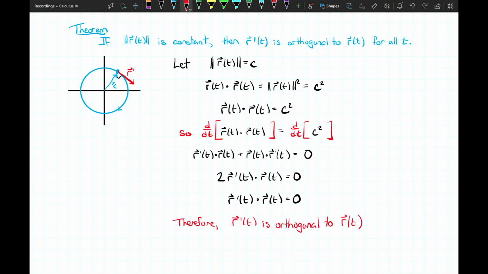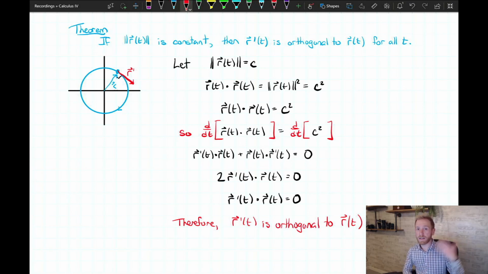Now we can actually also reverse this whole process, and at no point in this step should we not be able to reverse the process. And so if r prime is orthogonal to r, we can also say that the magnitude of r is constant. And this becomes an if and only if statement.